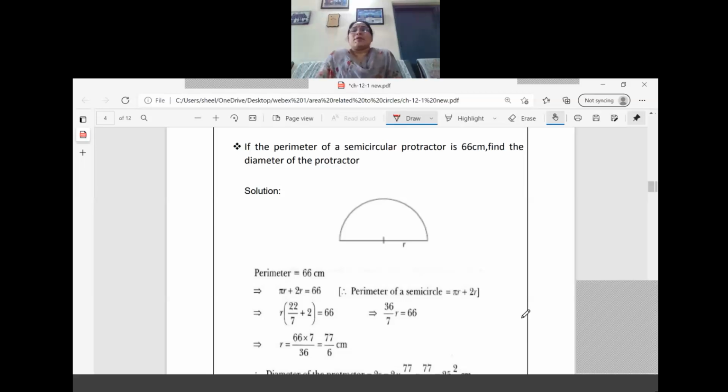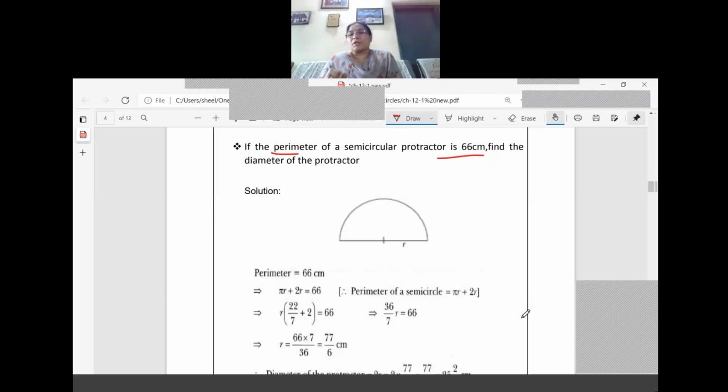Another good question. If the perimeter of a semicircular protractor is 66 centimeter, find the diameter of the protractor. See, perimeter of the semicircular protractor is 66. Perimeter means usually the children will go for 2 pi r divided by 2, that is pi r only. But it is a semicircular protractor that is given. So you should have the idea that the boundary line is called the perimeter. The boundary line is called the perimeter. So this circular part as well as the diameter part will come.